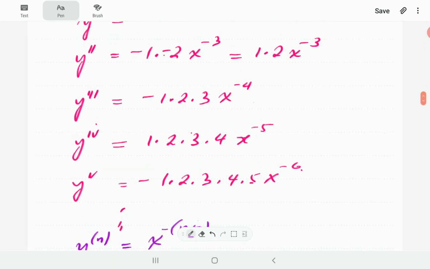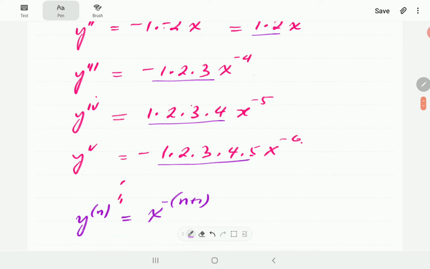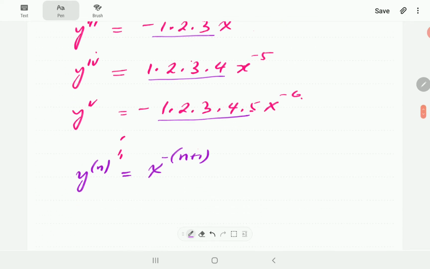Then the next thing we're going to do is look at the coefficient, these numbers here, without the issue of the sign; we're going to sort out the sign separately. Okay, so for 5 we have 1 times 2 times 3 times 4 times 5, which is 5 factorial. For 4 we've got 4 factorial. For 3 we've got 3 factorial. So that appears to suggest that for n we're going to have n factorial.